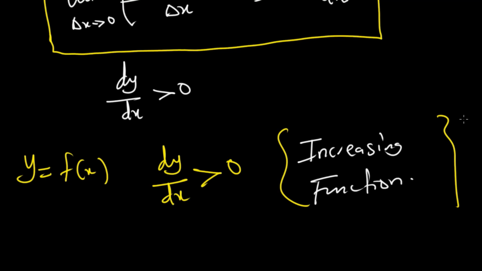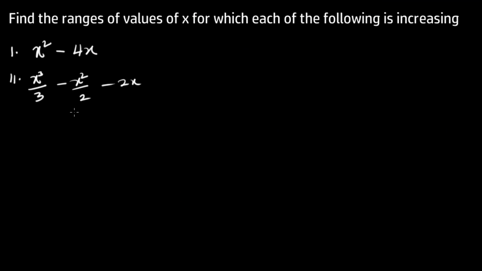So let's look at the first example. Find the ranges of values of x for which each of the following is increasing. Here we have two examples. The first one is to find the ranges of values of x for which x squared minus 4x is increasing. So I have my solution.